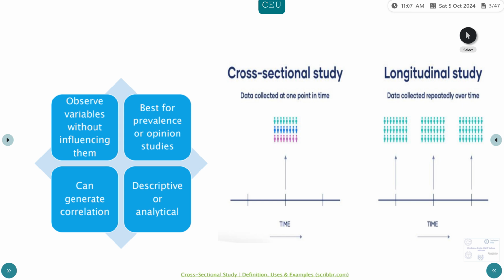Now, when it comes to cross-section study, you can have it both descriptive or analytical. Descriptive study is when you're just describing, okay, these many men are there in the population, this is the age group of the population. Analytical is when you try to get an odds ratio. So when you try to establish correlation between two variables, that's when you have an analytical cross-section study.